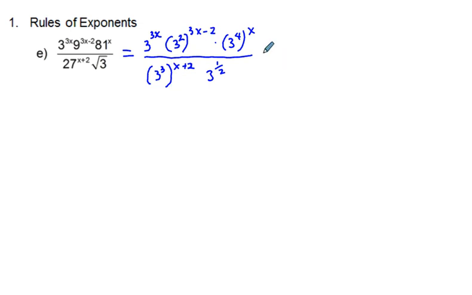Okay, so next thing we're going to do is use our distributive property to get a common base here. So we have 3 to the power of 3x. We have 2 times 3x minus 2, so that's going to be times 3 to the power of 6x minus 4. And then we have times 3 to the power of 4x. And now in the denominator we have 3 cubed, and when we bring the power up here, I'm just going to rewrite this up here as 3 to the power of negative 3x plus 6.